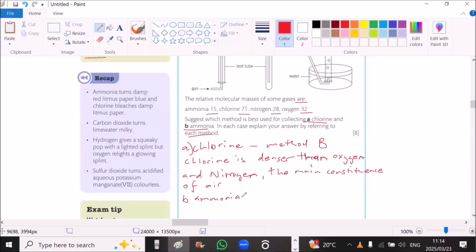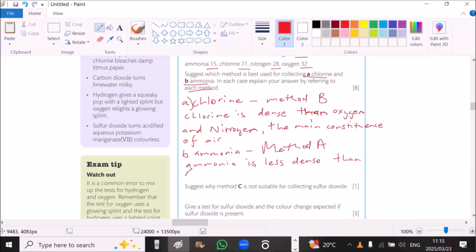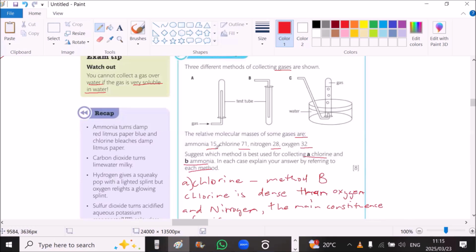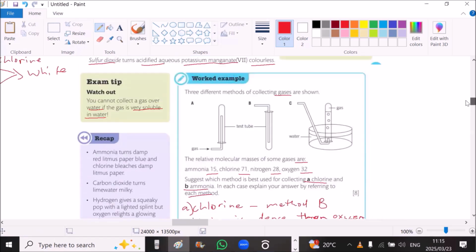B, ammonia is best collected by method A because ammonia is less dense than nitrogen and oxygen. So relative molecular mass of ammonia is 15, nitrogen is 28, oxygen is 32. So the relative molecular mass of ammonia is less, so it will float above air. So the best way to collect is this upside down collecting tube.